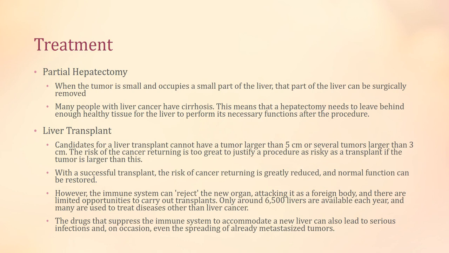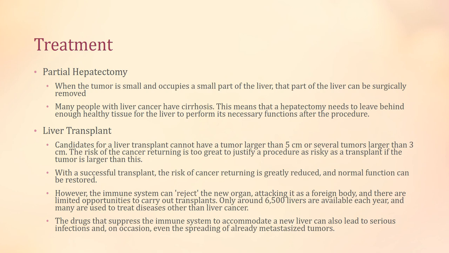So for treatment, you've got the partial hepatectomy when the tumor is small and occupies a small part of the liver. That part of the liver can be surgically removed. Many people with liver cancer have cirrhosis. This means that the hepatectomy needs to leave behind enough healthy tissue for the liver to perform its necessary function after the procedure. They also could do a liver transplant.